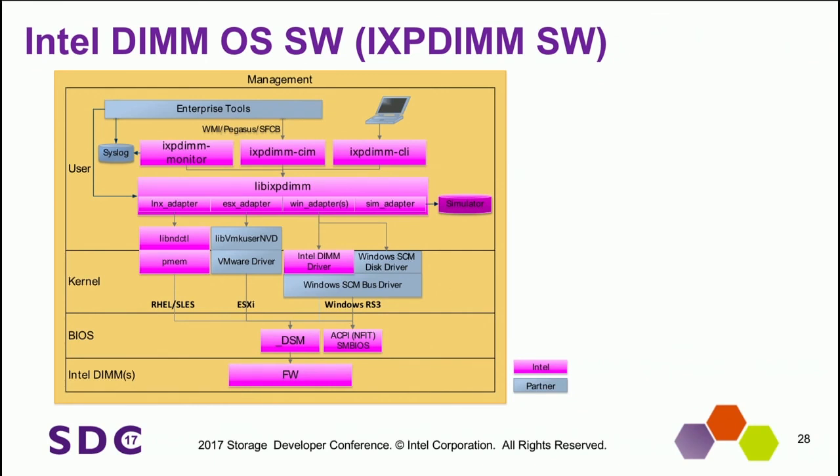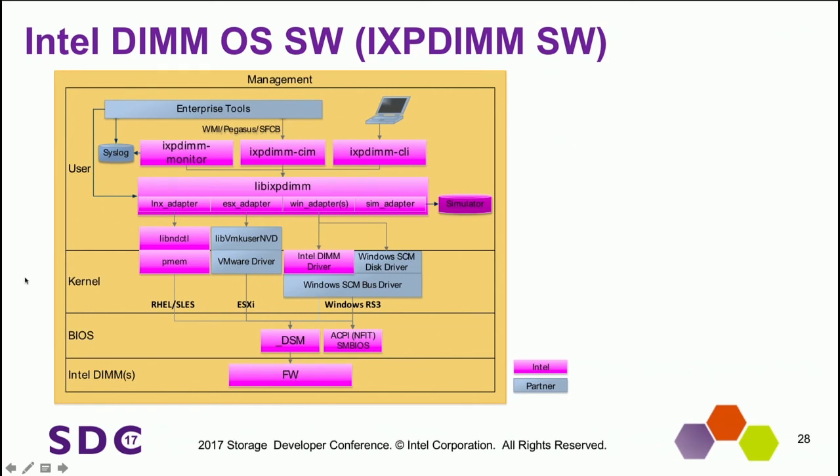And then to enable third-party tool integration, as well as to provide remote access, we have a Common Information Model, or CIM provider library that plugs into WMI and Pegasus and SFCB. Intel worked with both DMTF and SNIA to extend the CIM standards to support NVDIMMs and persistent memory. For programmatic access, we have a native API library. And then finally, to monitor the DIMMs, we have a system service, or daemon, which captures events to the system event log.